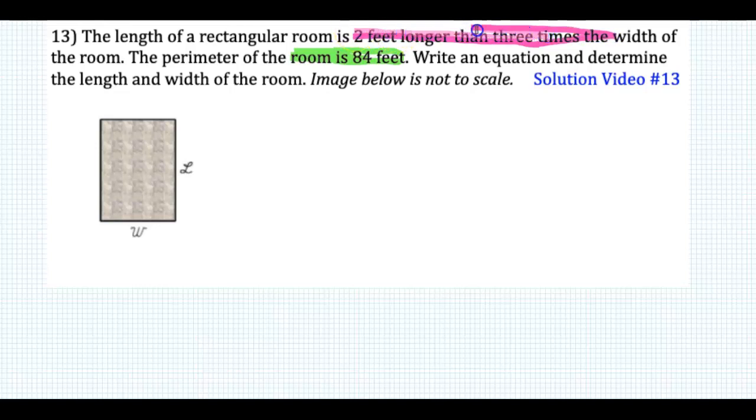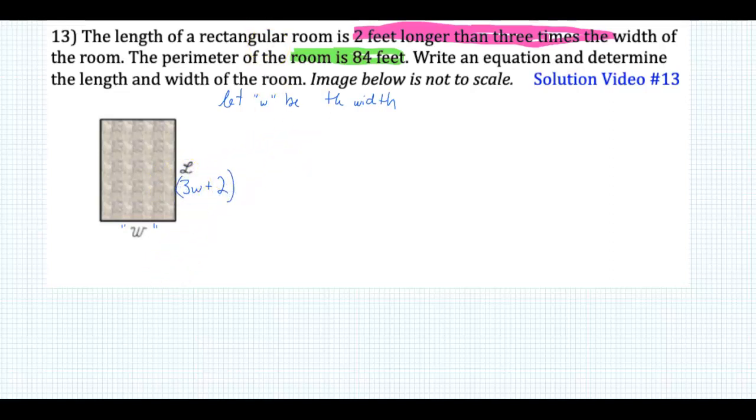So here's our room, and I'm going to make a let statement. We don't know what the width is, but we know some relationships about the length. So I'm going to say let W be the width of the room. So here's our W. And the length, it says, is 2 feet longer than 3 times the width. So if I tripled the width, then I have to add 2. Okay, that is our length right there.